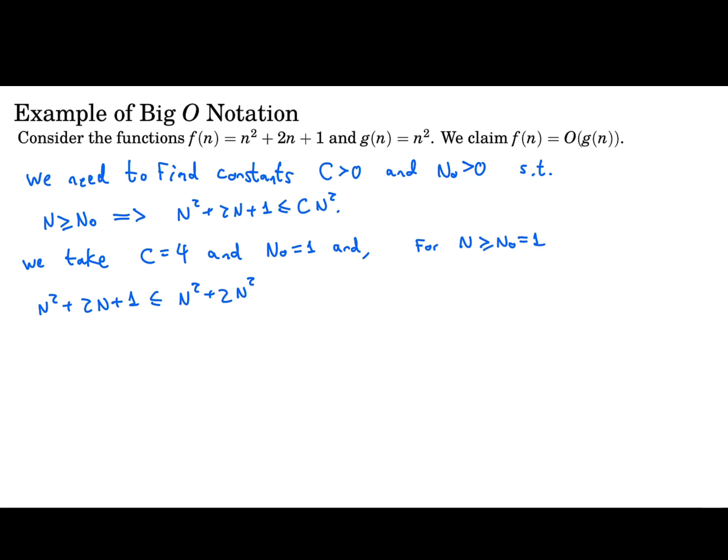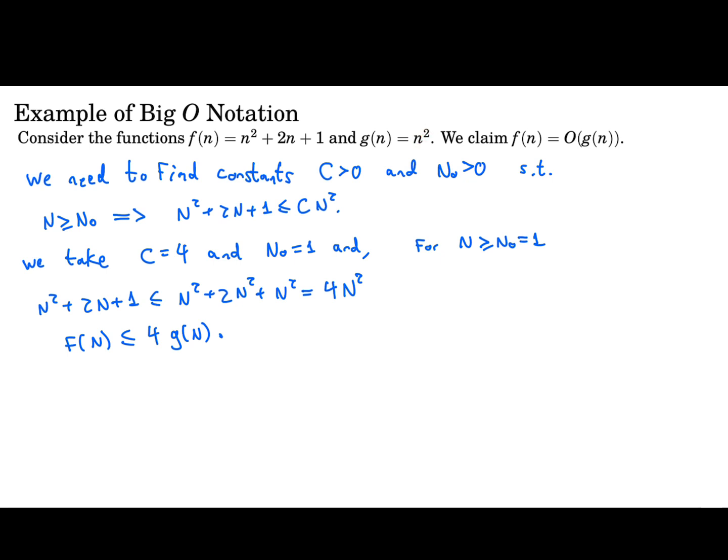We have the following. n squared is equal to n squared, 2n is smaller or equal than 2n squared, and 1 is smaller or equal than n squared, and so this is going to be equal to 4 times n squared, which is exactly our c. That means f of n is smaller or equal than 4 times g of n. And so this proves that indeed n squared plus 2n plus 1 is big O of n squared.